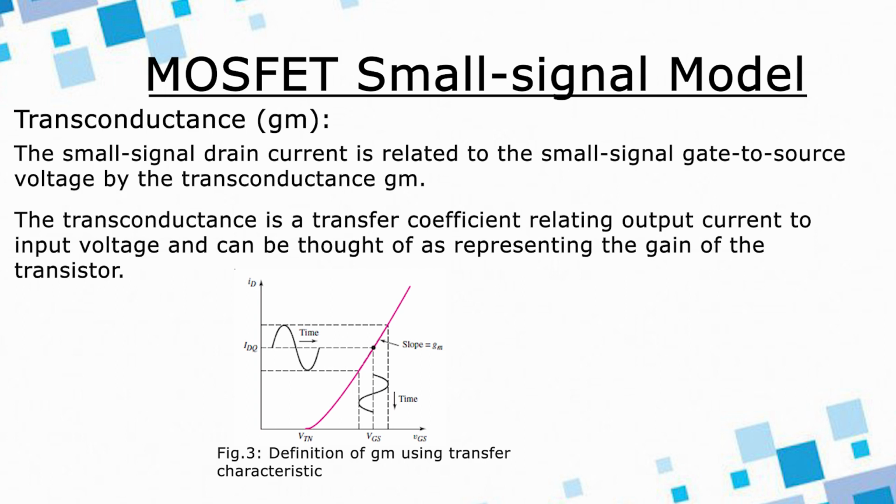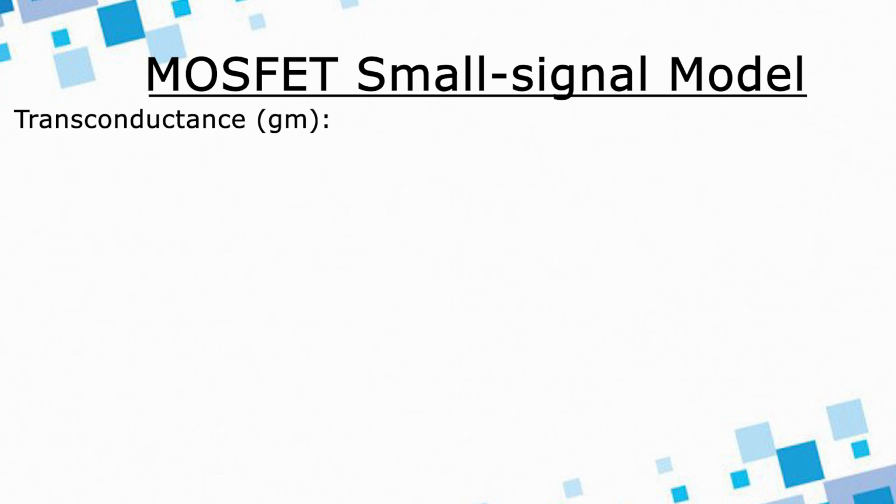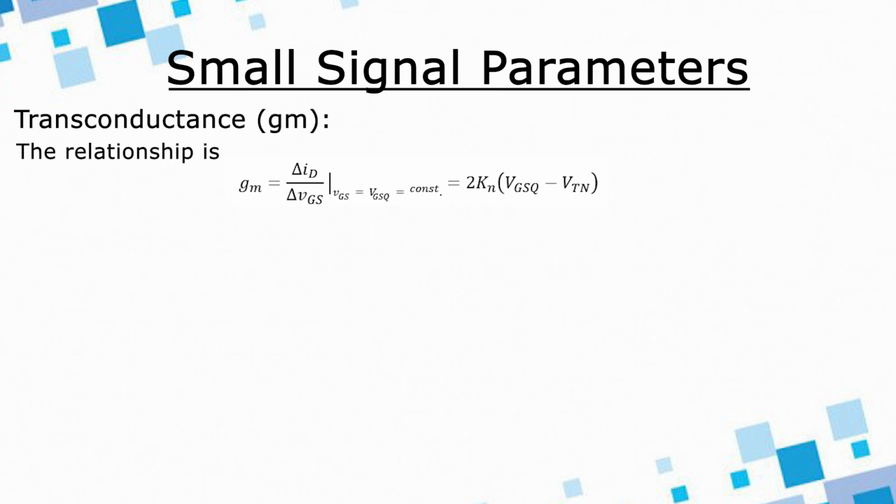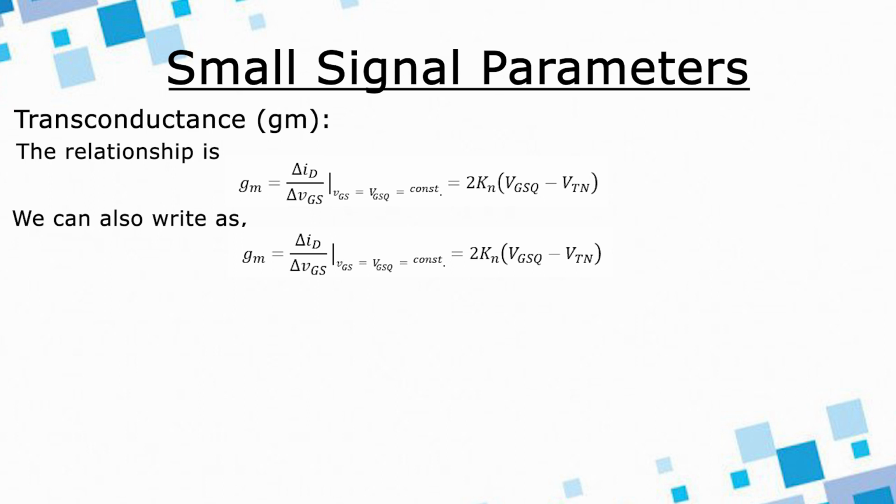Transconductance is the relationship between ID and VGS. Gm is equal to delta ID upon delta VGS. Here VGS is equal to VGSQ, that is constant, and it is equal to 2 Kn (VGSQ minus VTN). Here Kn is a constant. It is the device parameter. We can also write Gm equals 2 under root Kn into IDQ. IDQ is the drain current.